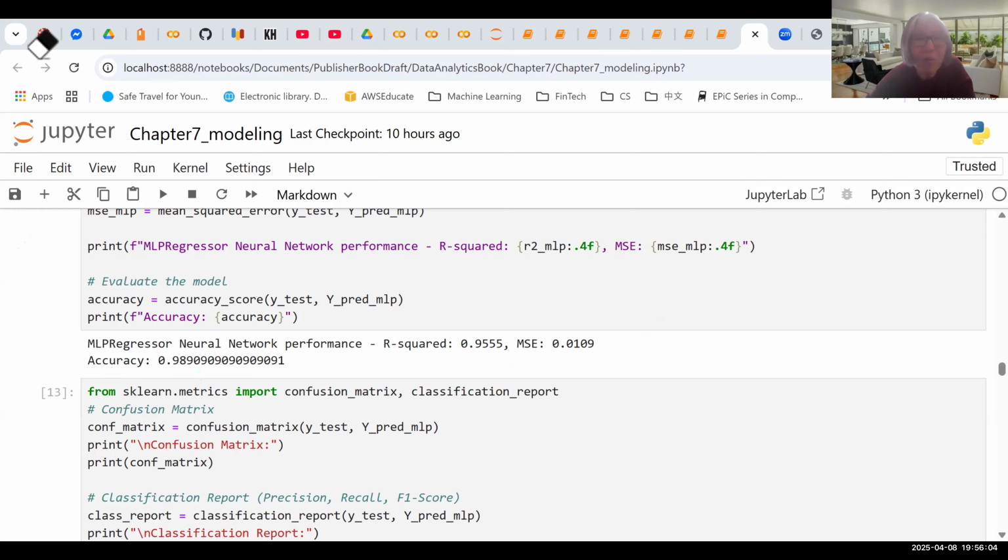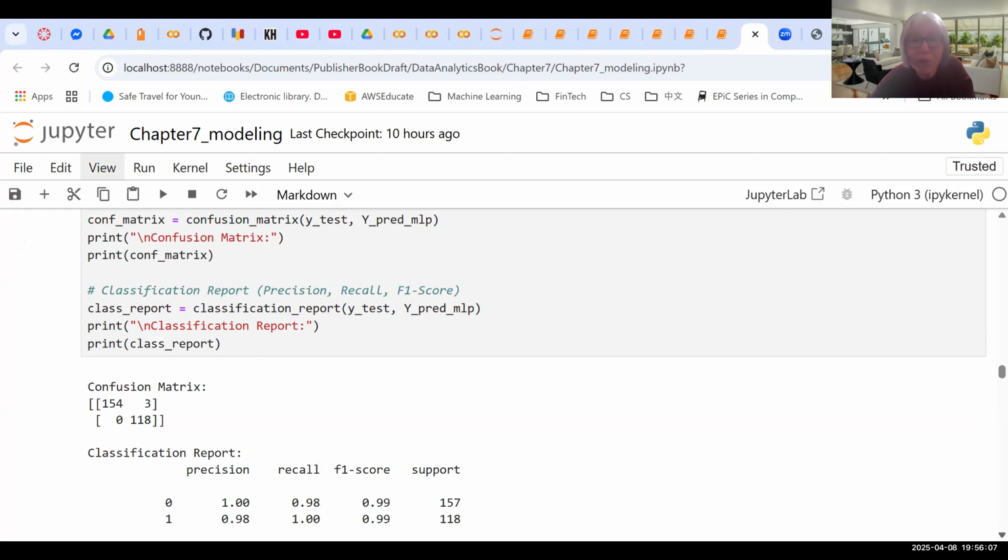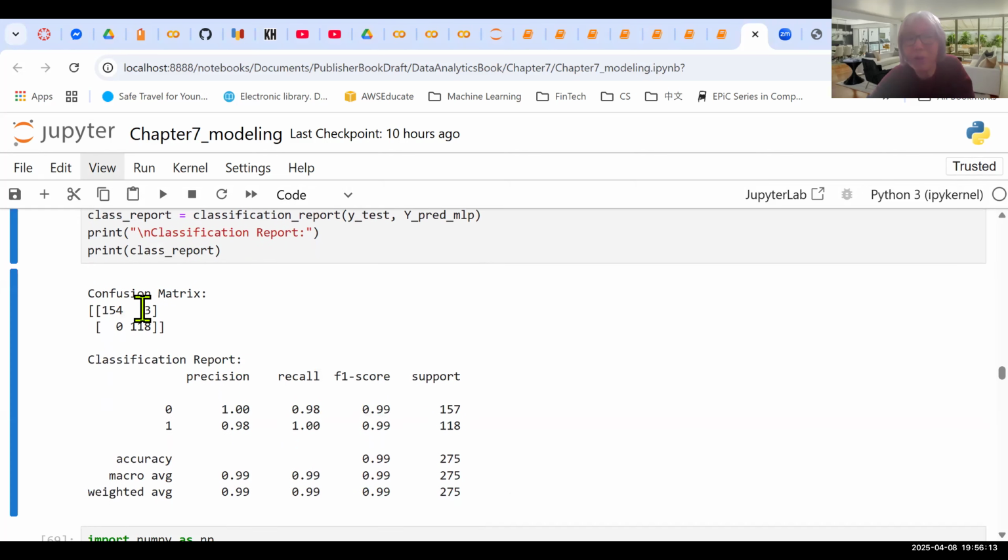And you can also collect the confusion matrix and the classification report. You can see it's a little bit different, in that for the confusion matrix in this case, there are three samples that are not correctly predicted. So this is the example of the neural network for classification. Next, let's take a look at what the confusion matrix and those concepts are.